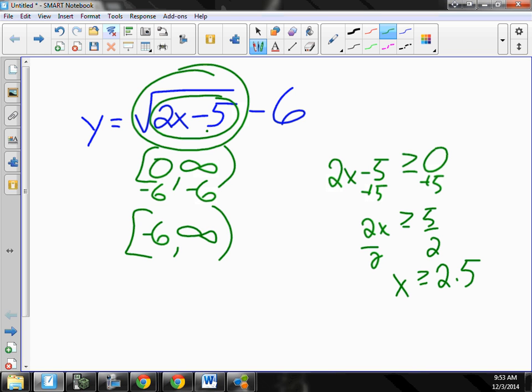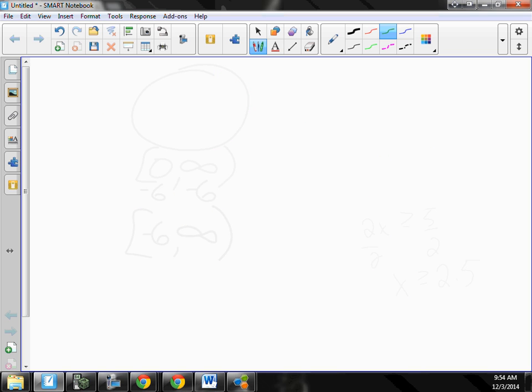Right? Without this piece, the range would be 0 to infinity. But all of these values get subtracted by 6, so that brings the range down. Negative 6 to infinity. Yes, Aaron? Yes. So you take these numbers and you do whatever this says. Okay? So let's look at another one.